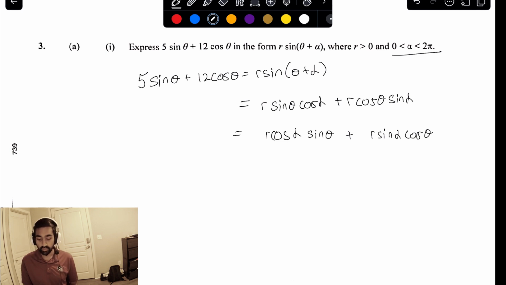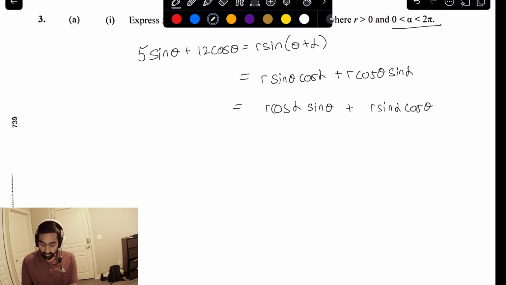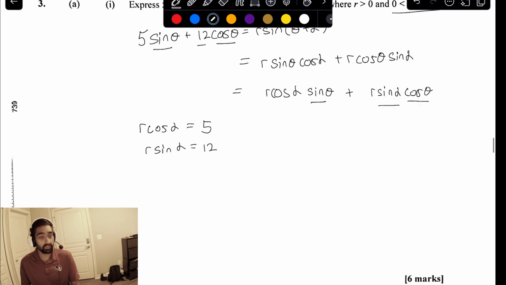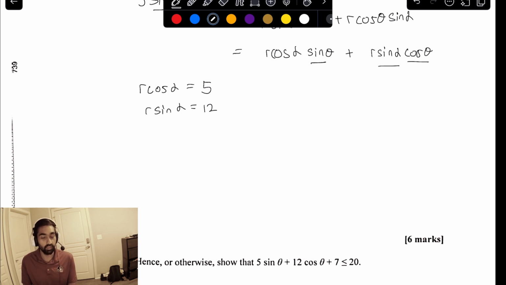So I'm going to equate the coefficients. The coefficient of sine theta on one side is 5 and on the other side is r cosine alpha, so r cosine alpha equals 5. Similarly, the coefficient of cosine theta is 12 on one side and r sine alpha on the other, so the next equation is r sine alpha equals 12. I just have to solve these simultaneously.